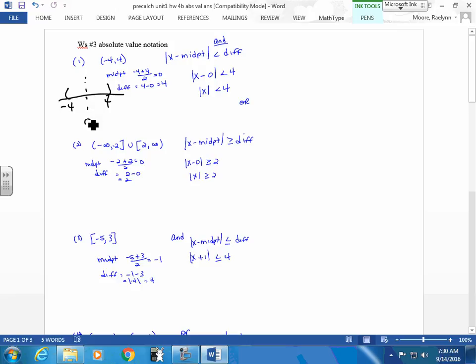This is an and statement, soft brackets, so it's a less than. And once you build your statement, you have to make sure it actually works. These guys also, it's coming here at negative 2, coming here at positive 2.